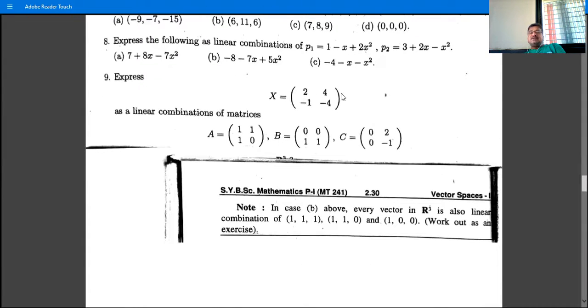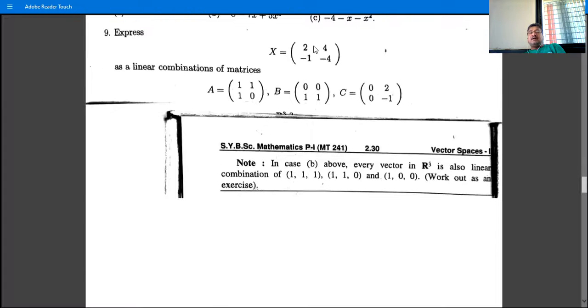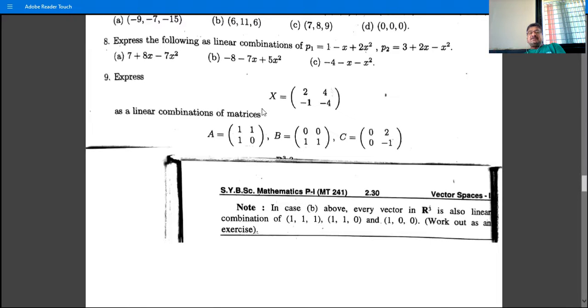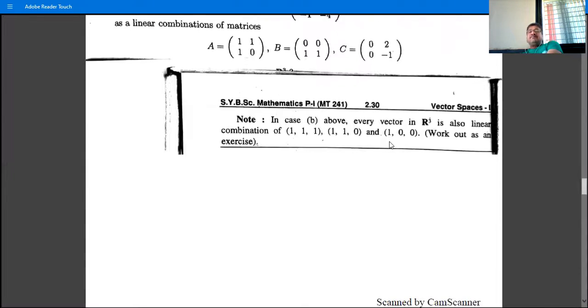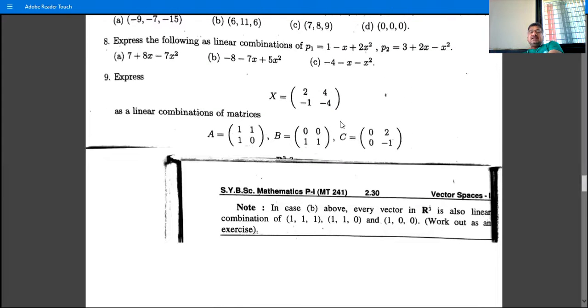So this is X, and these are A, B, C, three elements of M2 by 2 R. X is also an element of M2 by 2 R, and we have to express X as a linear combination of these three vectors. So what is the first sentence of the answer to problem number 9? Let k1, k2, k3 be scalars such that X is equal to k1 A plus k2 B plus k3 C. Then write the values of X, A, B, and C, and apply the definition of scalar multiplication in M2 by 2 R.